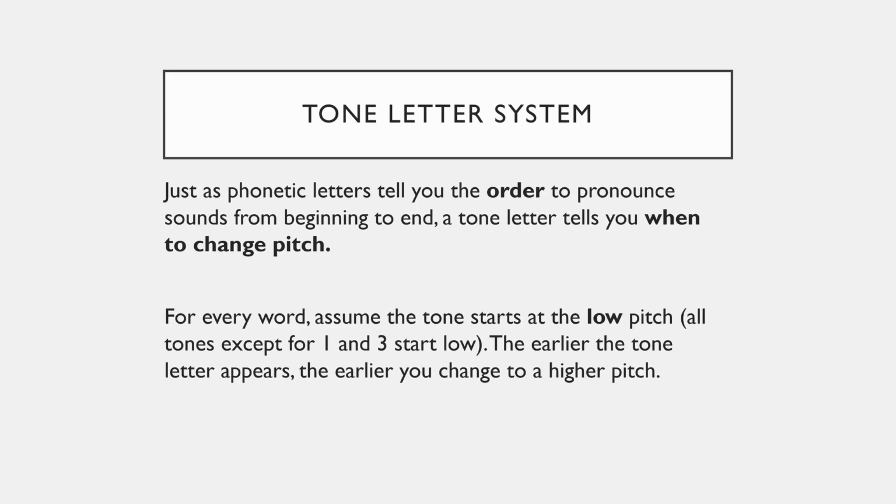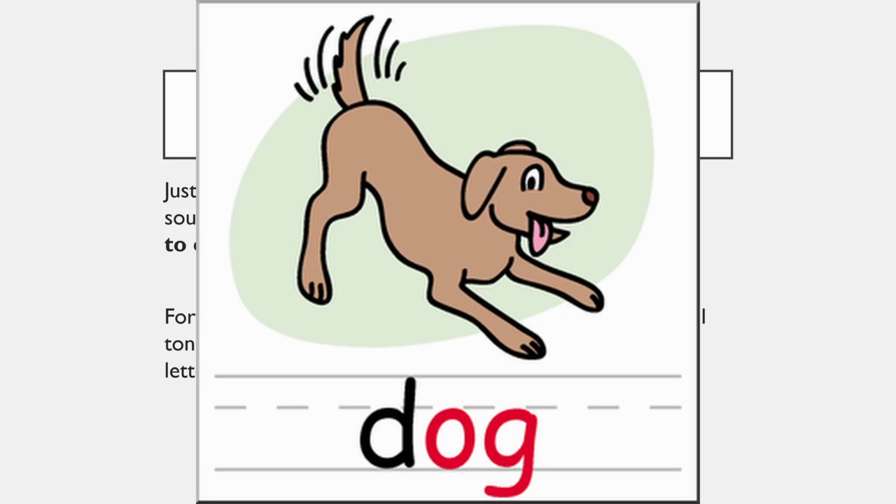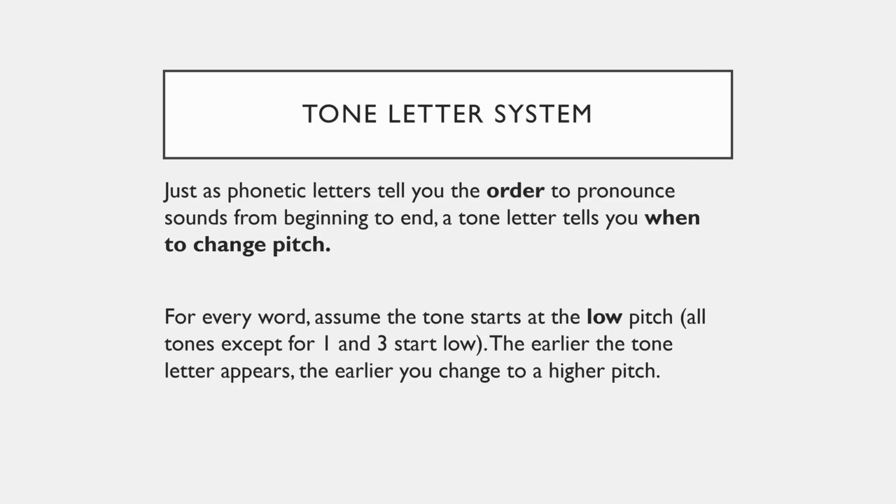So the way the system works in Pingji is just how phonetic letters kind of tell you the order of how to pronounce a word. So for example, in the English word dog, you have D-O-G that tells you to pronounce those sounds in that order. D-O-G, dog. So we use that same feature in Pingji.